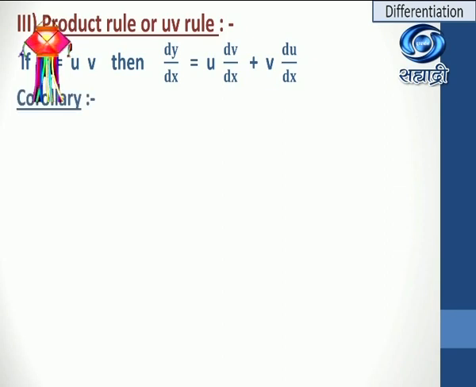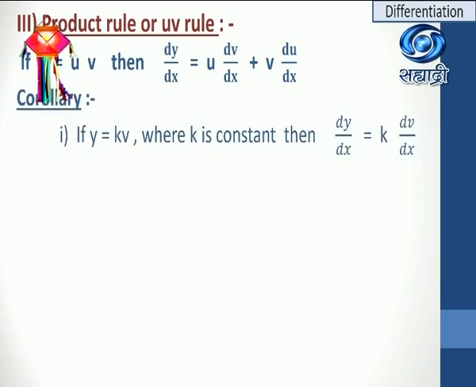For example, corollary first: if y is equals to k into v, where k is constant, then dy by dx is equals to k into dv by dx. Here, y is equals to k into v. K is constant, so keep k as it is and take the derivative of v. Therefore, dy by dx is equals to k into dv by dx.